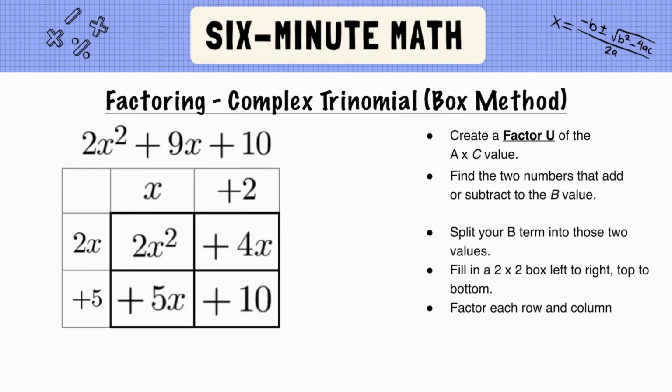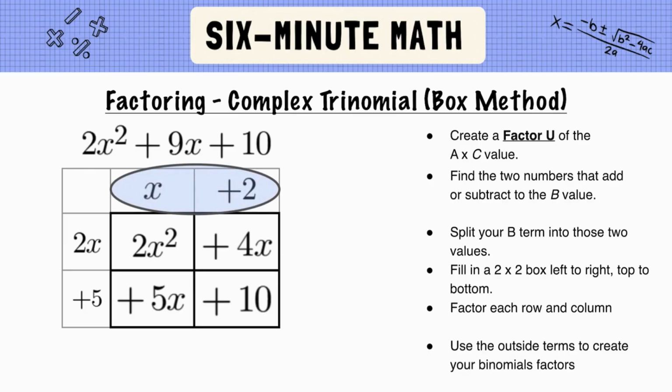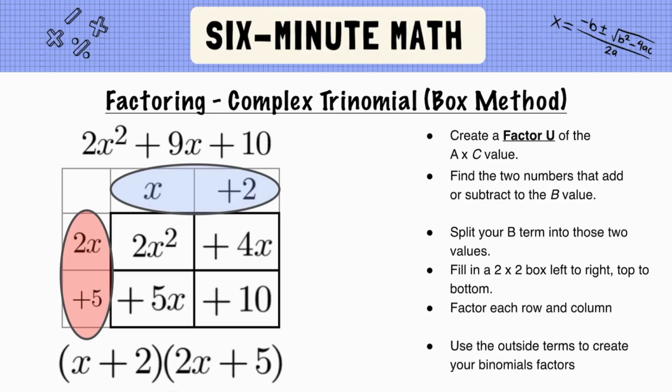On to our last step, where we are going to take the outside terms and create our binomial factors. So our top two terms are going to be x plus 2, and our side two terms are going to be 2x plus 5, giving us our final two factors from 2x squared plus 9x plus 10.